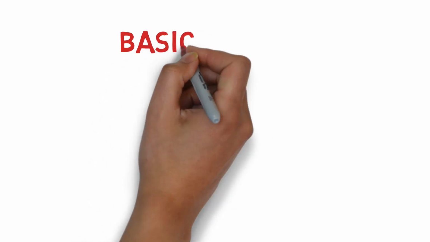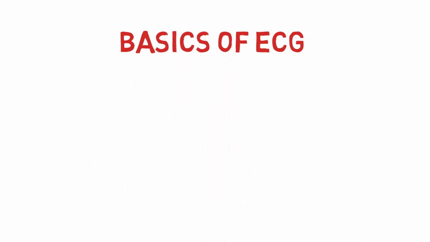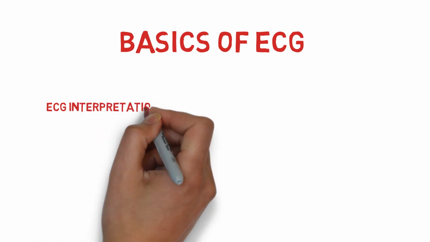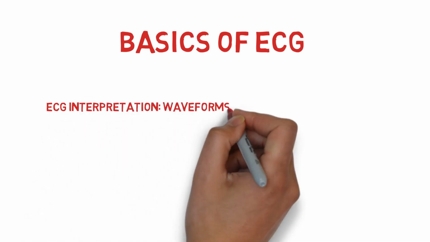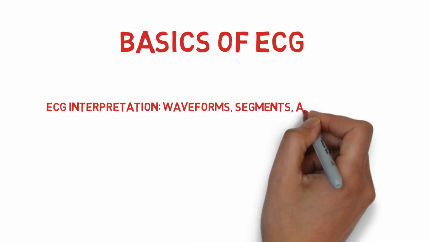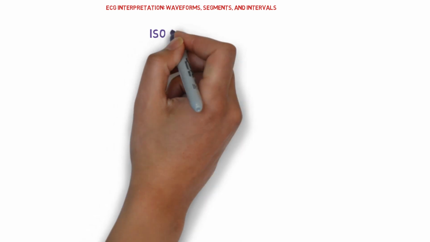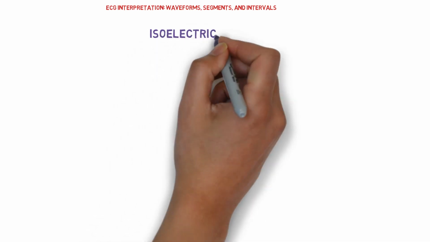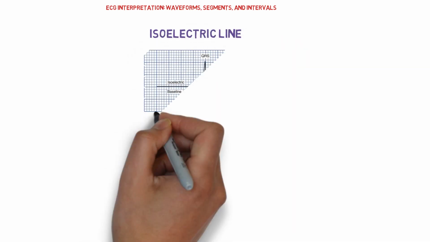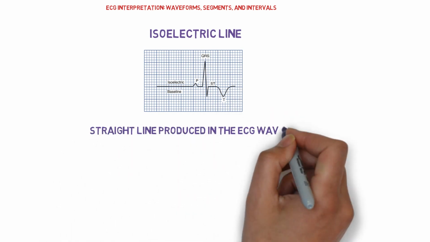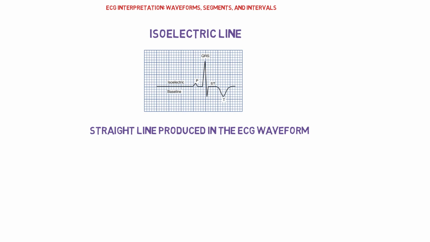In this video, we are going to start with the basics of ECG. We will start with ECG interpretation, that is the waveform, segments, and intervals produced in the normal ECG. The first thing that is produced on the normal waveform of ECG is the isoelectric line. The isoelectric line is a straight line on the ECG waveform. On the isoelectric line, there is no electrical activity of the heart.